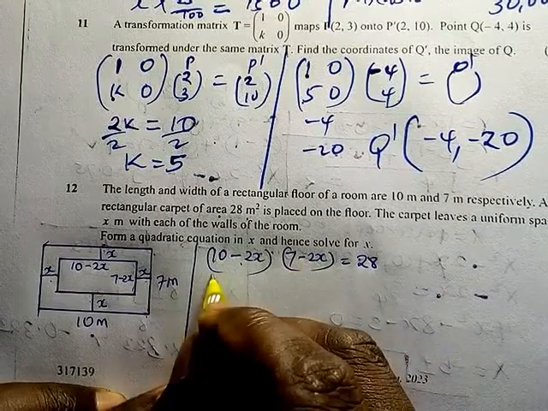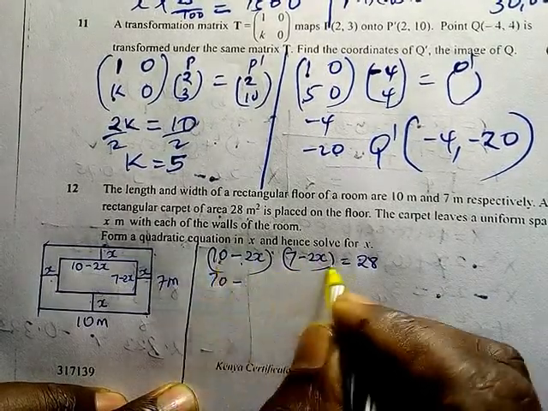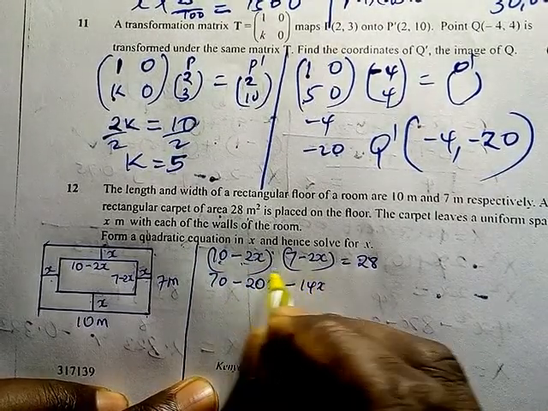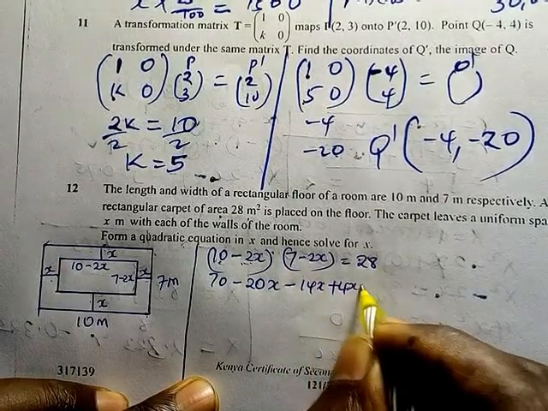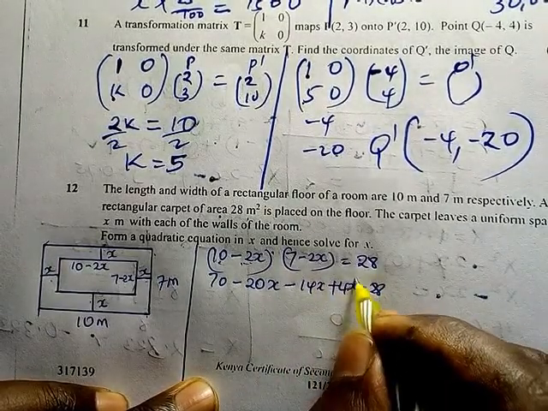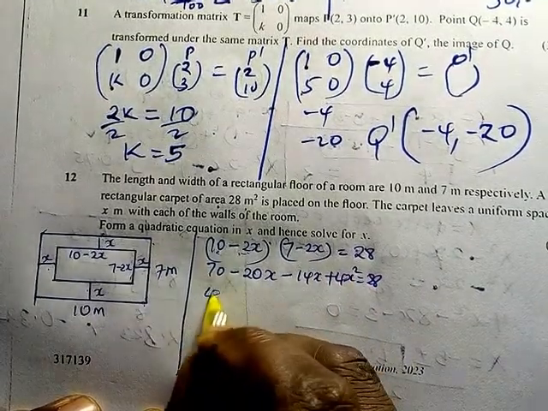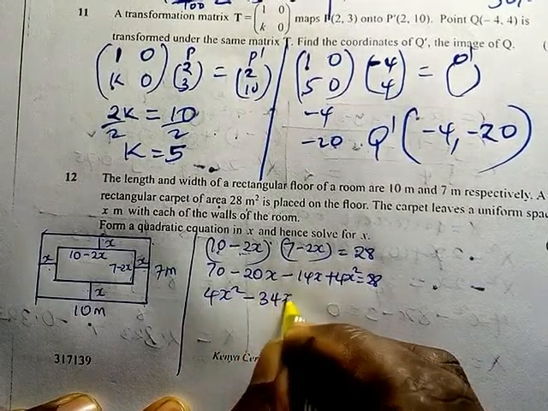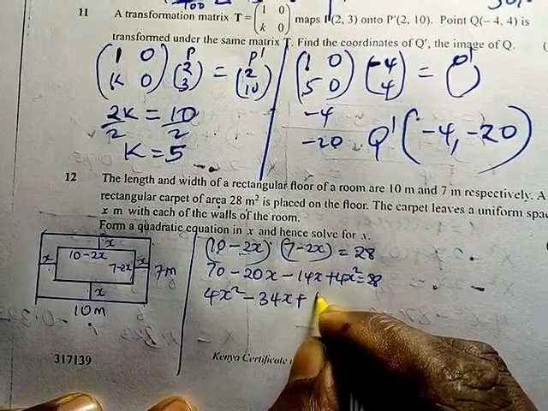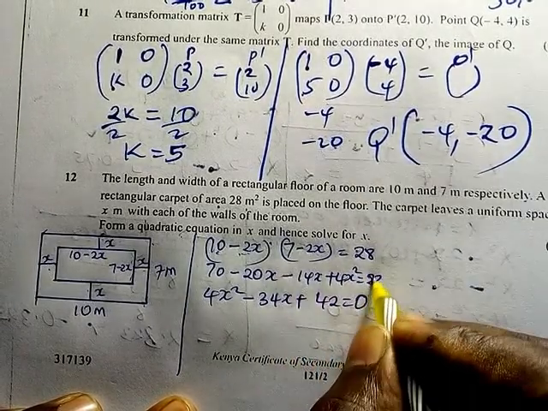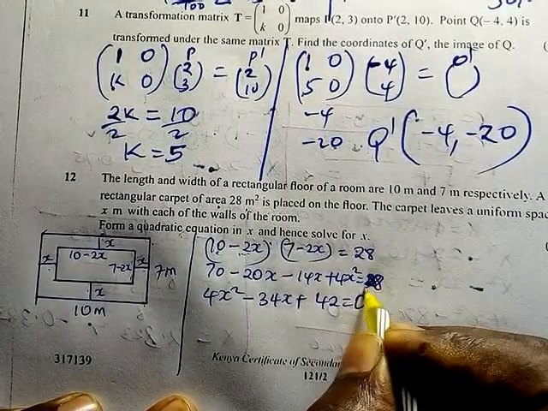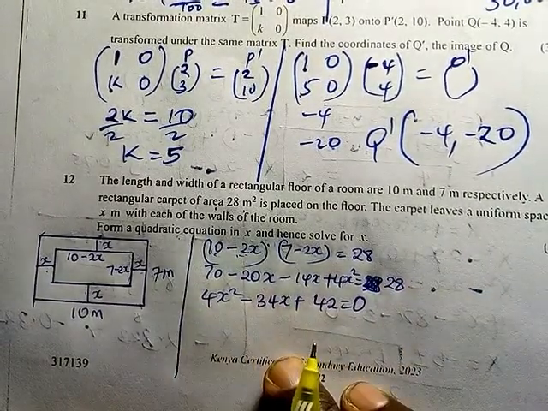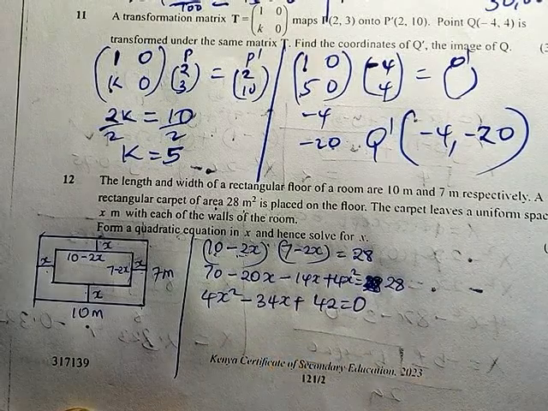So you open this: 10 times 7 is 70, minus 20x, minus 14x, plus 4x squared, the answer is 28. So 4x squared minus 34x plus 42, the answer is 0. We are collecting like terms together, 70 minus 28 is 42. So now we have a quadratic equation which we are going to solve and get the values of x.